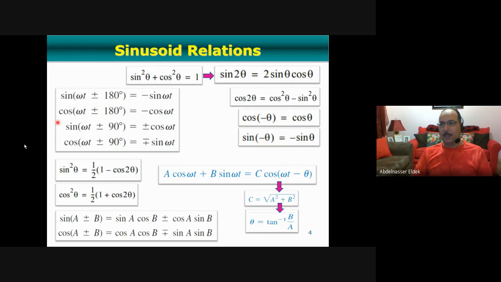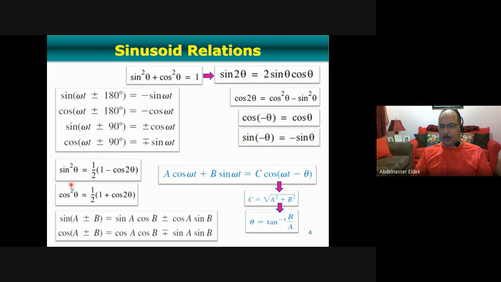If you have sine with an angle and you add 90 degrees, you convert it to cosine. So if you want to convert from sine to cosine, you need to add 90 degrees. If you want to convert cosine to sine, you add also 90 degrees, but with the opposite sign. So if you want to convert cosine to positive sine, you add a negative 90 degrees. So you see here, this is positive negative and negative positive.